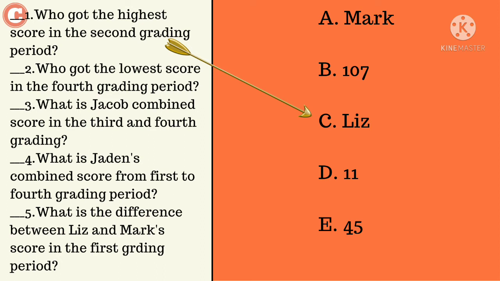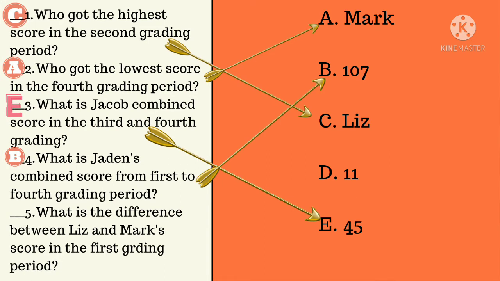Number 2. Who got the lowest score in the fourth grading period? Did you say A? Very well. Number 3. What is Jacob's combined score in the third and fourth grading? Did you answer E? Good job. Number 4. What is Jaden's combined score from first to fourth grading period? Did you write B? Great work.